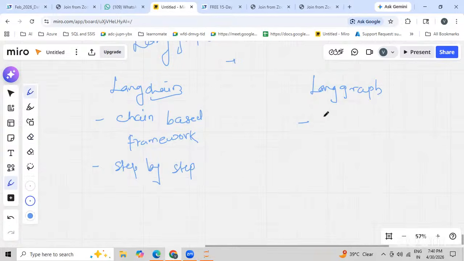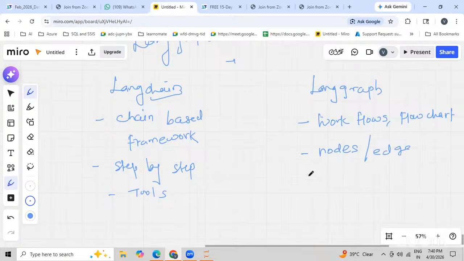Okay. LangGraph. What is this LangGraph? LangGraph is simply a flow chart. This is not a chain. This is a workflow. We can say it is workflows and flow chart. If you see in LangGraph, we have nodes. We can say edges also. So we are using nodes in LangGraph.